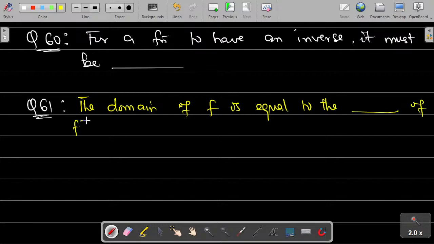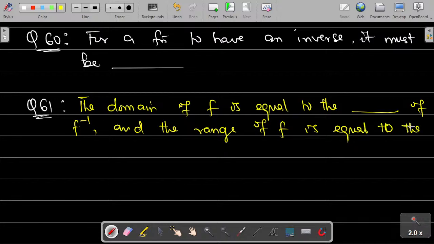Okay, all right. And the range of f is equal to the dash of f inverse. Actually, like I would always tell my students, the answer to the question of this particular number is in the question. So just reverse what you are given in the spaces, and then you will get the answer.